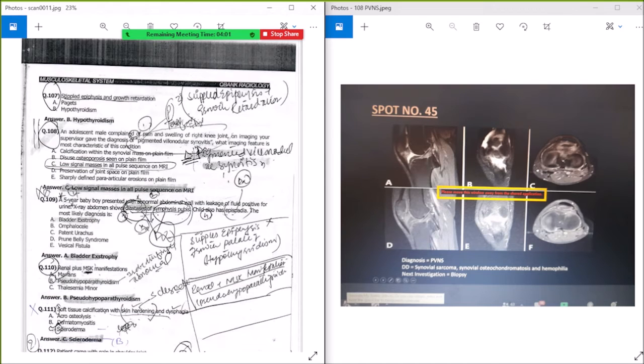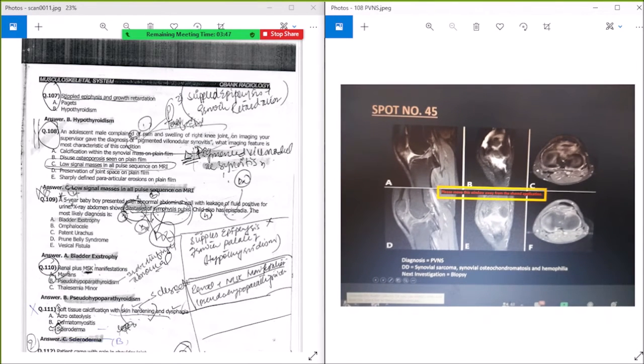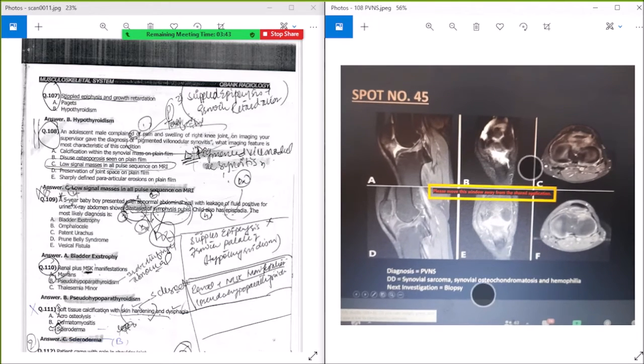108. An adolescent male complains of pain and swelling of the right knee joint. On imaging, you diagnose pigmented villonodular synovitis. What imaging feature is most characteristic of this condition? Low signal masses on all pulse sequences on MRI. Low signal on T1, T2, and STIR sequences in the knee joint is seen in pigmented villonodular synovitis.